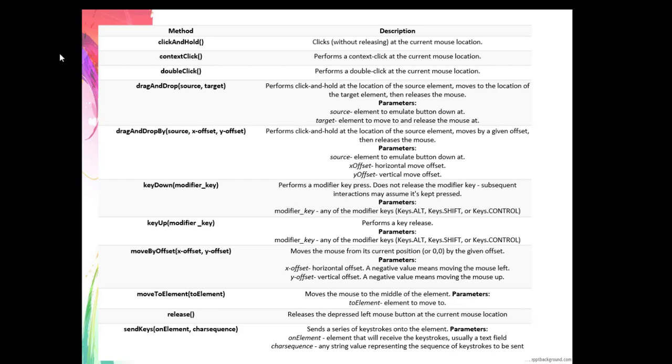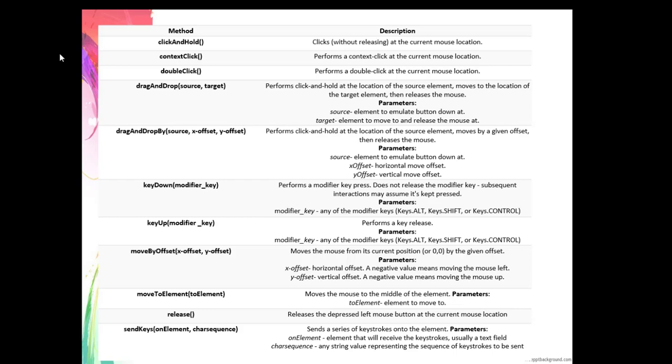Double click, we know, sometimes we need to do a double click on an element. Then drag and drop is a very commonly used action. We want to drag some element from some place to some other place and drop it there. Those can be done using the Action and Actions classes. Then drag and drop by: if you want to mention some offset, you can do that, from one coordinate to another coordinate.